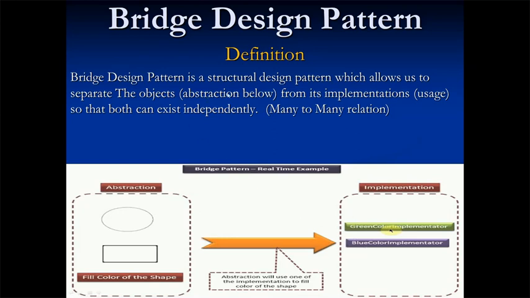So the bridge design pattern is a structural design pattern which allows us to separate the object's abstraction, which is on the left side here, from its implementation, the usage, which is on the right side here, so that both can exist independently. You do not have to have a red circle, green rectangle, stuff like that. You can just have rectangle, circle, and we'll decide the behavior at runtime. You can make it the way you want it, many-to-many relationship.